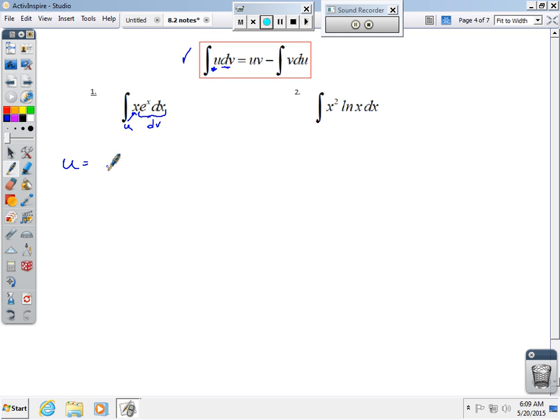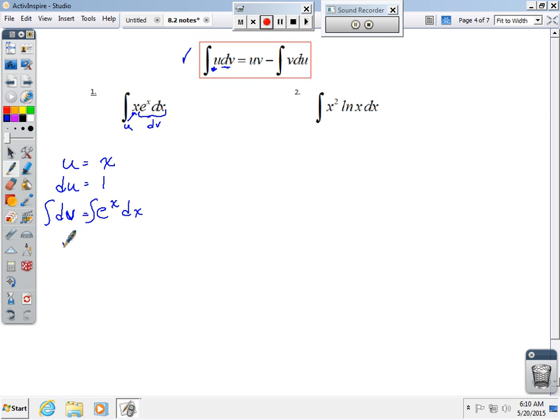So u is going to be equal to x, which means du is equal to 1 dx, but I'm just going to leave it as 1 because it's going to be taken care of when we rewrite all of this out. Then I'm going to let dv equal e to the x dx. Now I want to figure out what v is, so I'm going to integrate both of those sides.